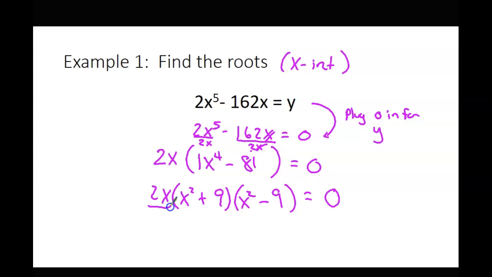So this is done. GCF, you never need to do anything with that. But this, the only thing that could be is a difference of squares. Is that a difference of squares? No, because it's plus, right? How about this one? Yeah, we could do it again, right? So let's keep going.